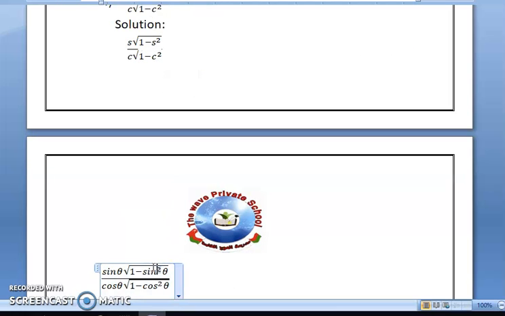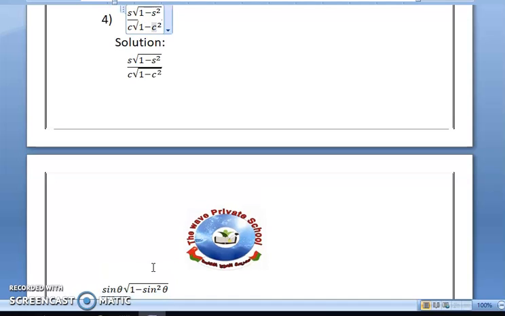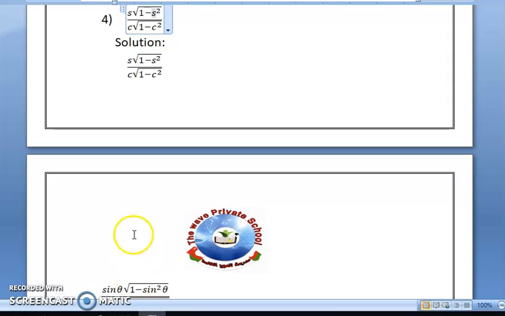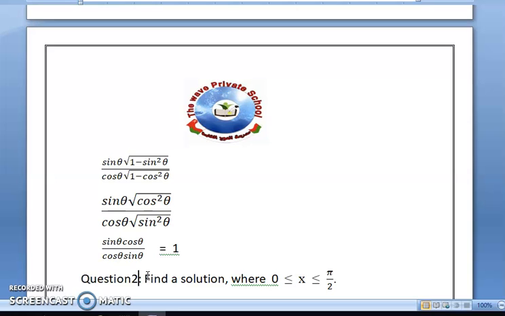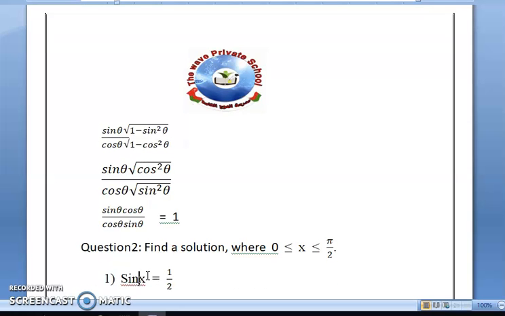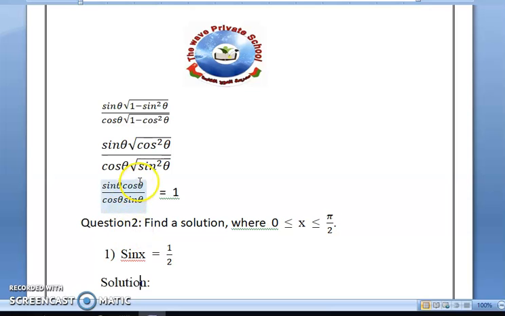For the next question, also we have to put the values in place of s and c, and apply the formula 1 minus sin square theta, 1 minus cos square theta. So it becomes cos square theta and sin square theta. And when the upside and downside are the same, cos and cos, sin and sin cancel, so it becomes 1. For the next question, find a solution where 0 is less than or equal to x, less than or equal to pi over 2.